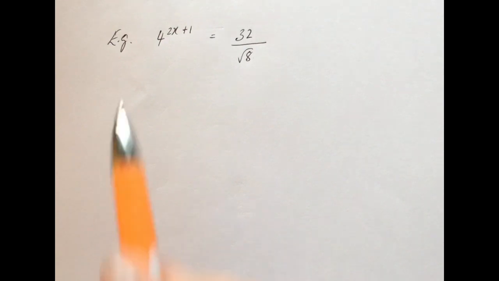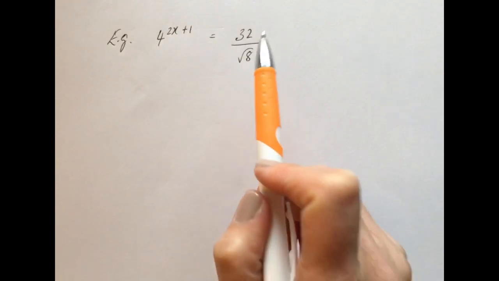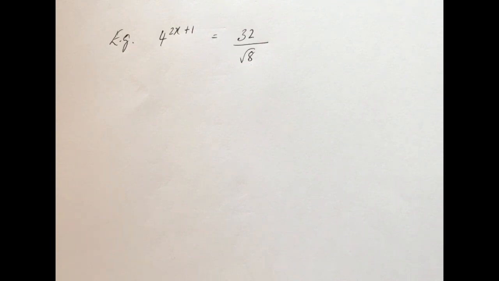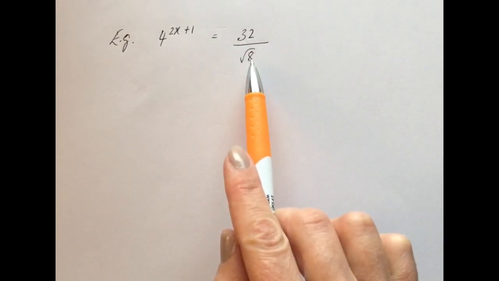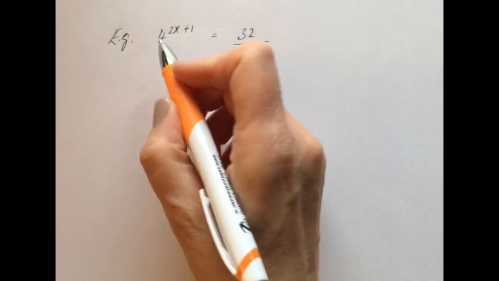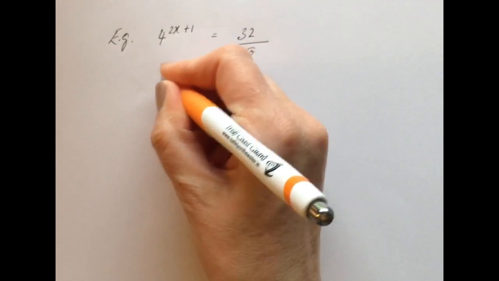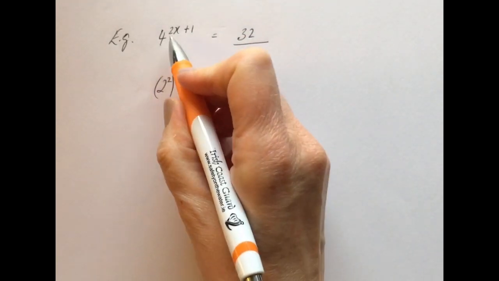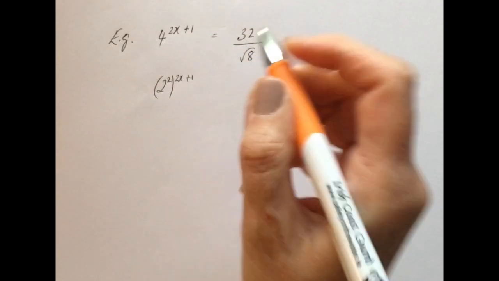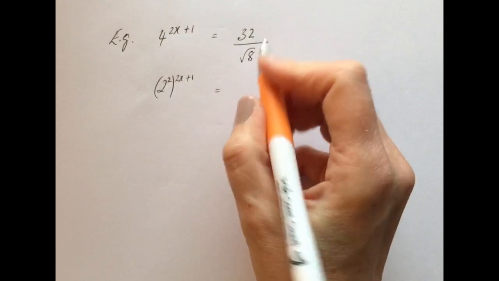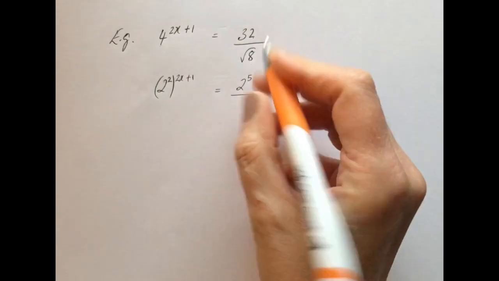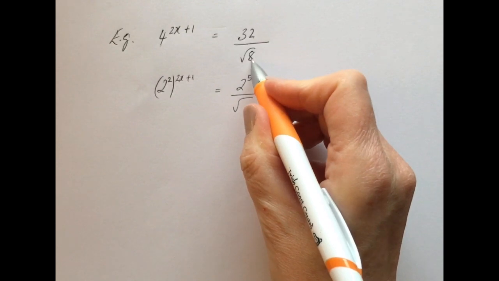So what could I write 4 as a power of that I could also write 32 and 8 as a power of? And the answer is 2. I can write all of these numbers here, 4, 32 and 8, all as powers of 2. So that's what I'm going to do. Instead of writing 4, I'm going to write 2 squared. And instead of 4 to the power of 2x plus 1, I'm going to write 2 squared to the power of 2x plus 1. 32 can be written as a power of 2. It's the same as 2 to the power of 5. Over square root, keep that in. We're just going to change the 8 next.